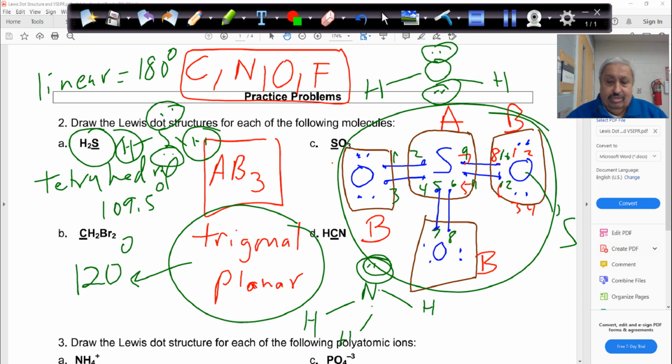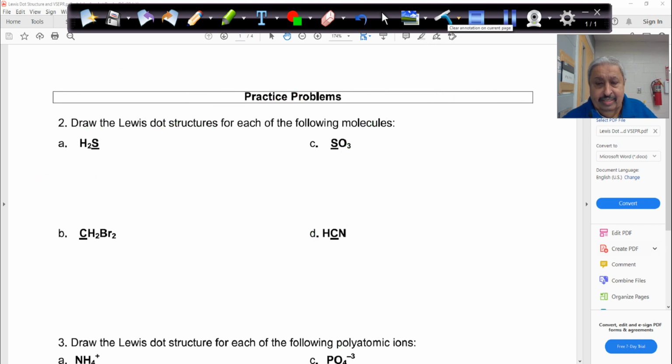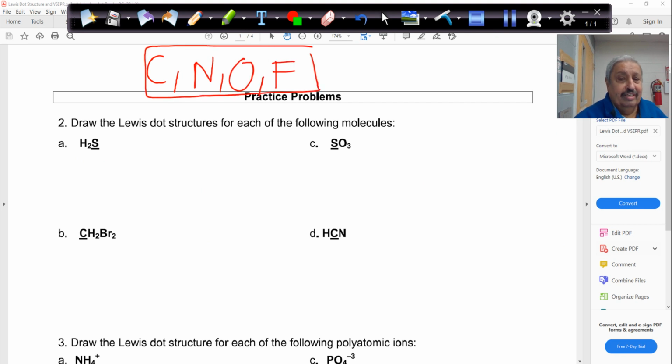So let's look at the last one. As I said, we have to really take care of them. Carbon, nitrogen, CNOF. Remember the CNOF here? CNOF: carbon, nitrogen, oxygen, fluorine. Those are the four elements I have to really pay attention to for their octet rule. All the other elements, I really don't care. Hydrogen always terminal. Okay, so that's the way it is.